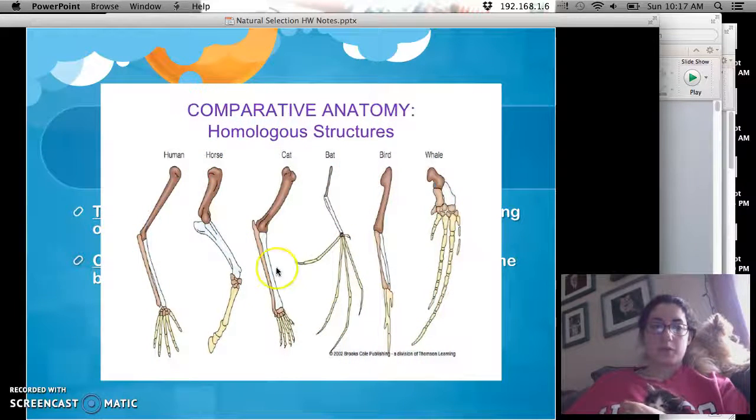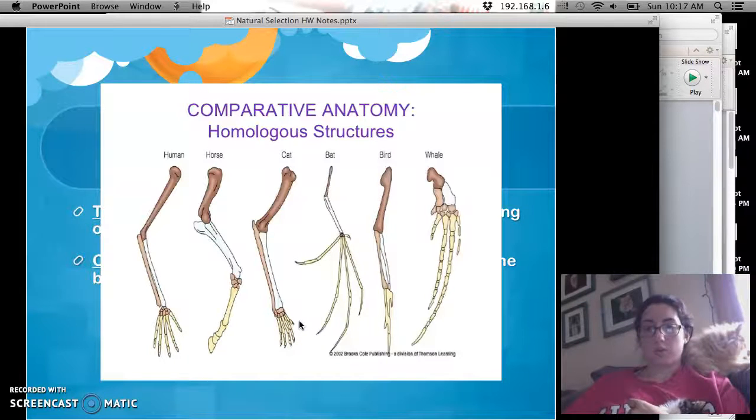For example, the bones in the limbs of a human, horse, cat, bat, bird, and whale all have the same kind of bones. So we have the radius and ulna, the humerus, and it's amazing that even though we are such different species, the bones are all still there, they're in the same order. So this shows that a long time ago, way back up here, we all started out as the same species, and now we look different over time because we had to live in such different environments.